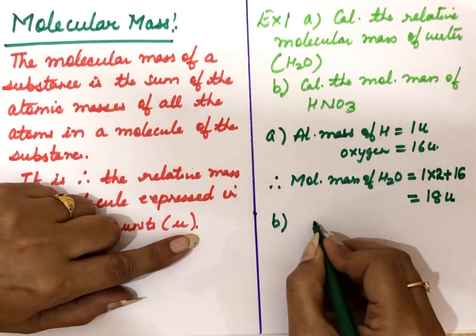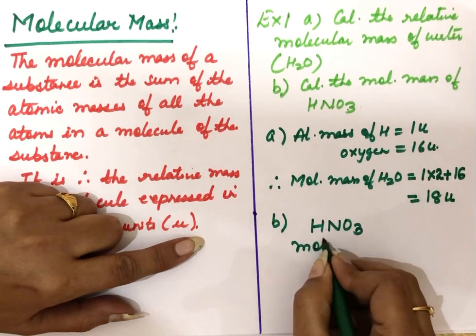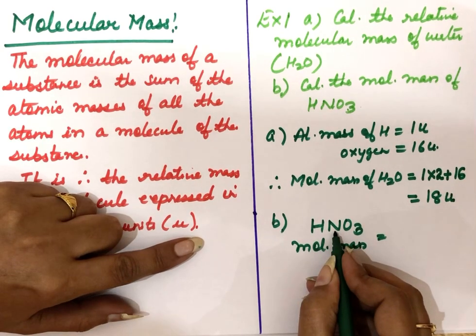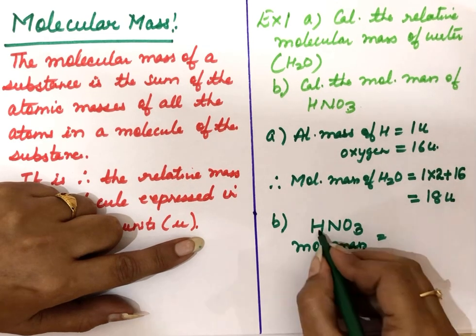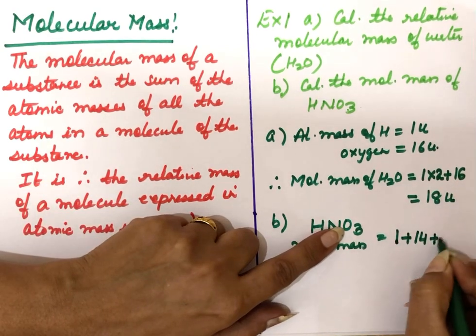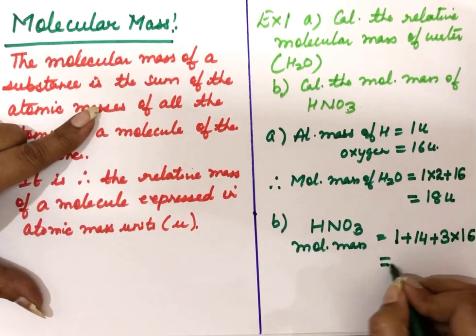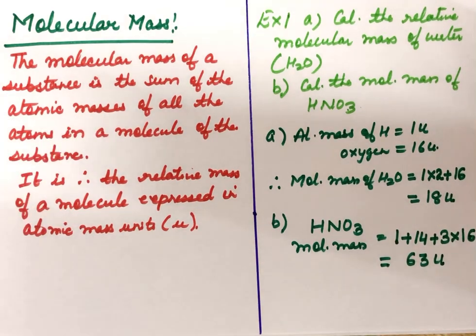Next is molecular mass of HNO3. So HNO3 molecular mass is equal to atomic mass of hydrogen, to this we add atomic mass of nitrogen, to this we add the atomic mass of 3 oxygen atoms. So hydrogen is 1, to this we add atomic mass of nitrogen, which is 14, to this we add the atomic mass of 3 oxygen atoms, that is 3 into 16. This comes out to be equal to 63 U. So to find out molecular masses, we should know atomic masses of elements. Using atomic mass of elements, we can find out their molecular mass also.